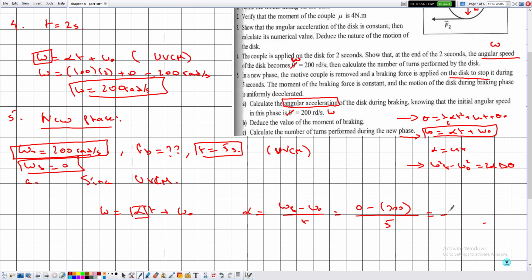which is minus 40 radians per second square, and the minus sign clarifies the fact that this is a braking force.